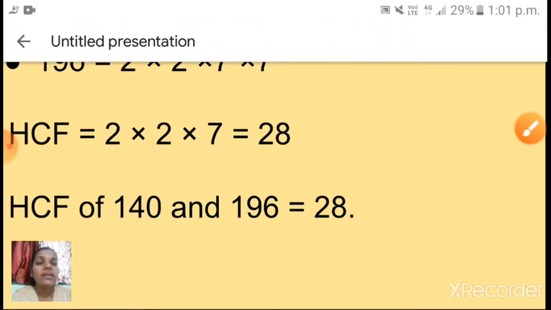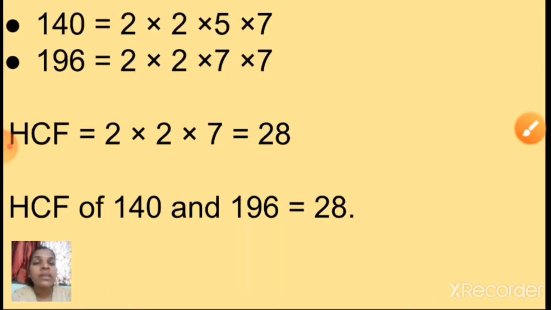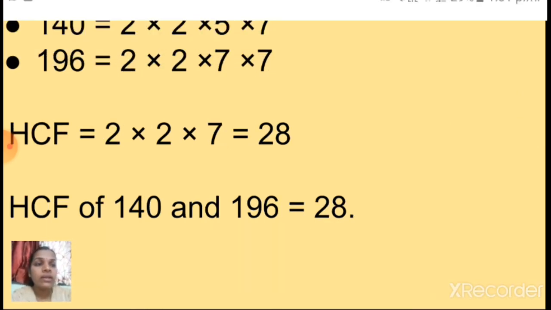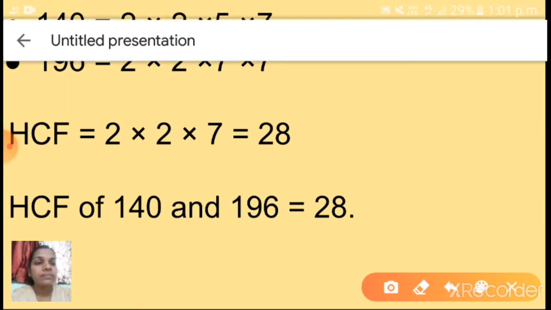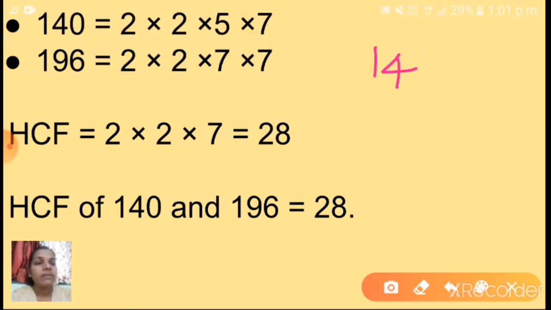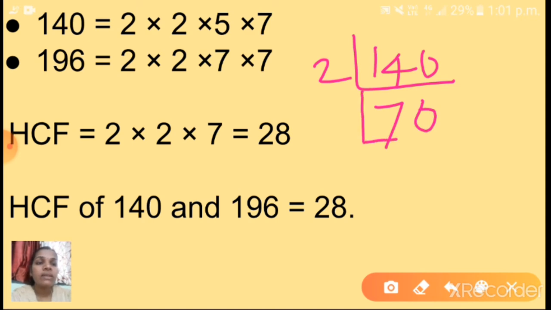Are you ready? Yes, HCF. First, the prime factors of 140. Children, 140 will come in which table? Yes, 2's table. How many 2's are 14? 7 2's are 14 and 0 will come. So 70 will come in which table? Yes, 2's table, isn't it children? So how many 2's are 70? We have to find: 35 2's are 70.